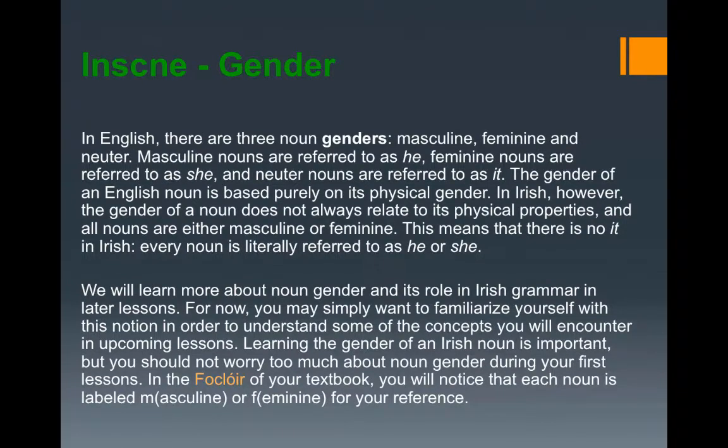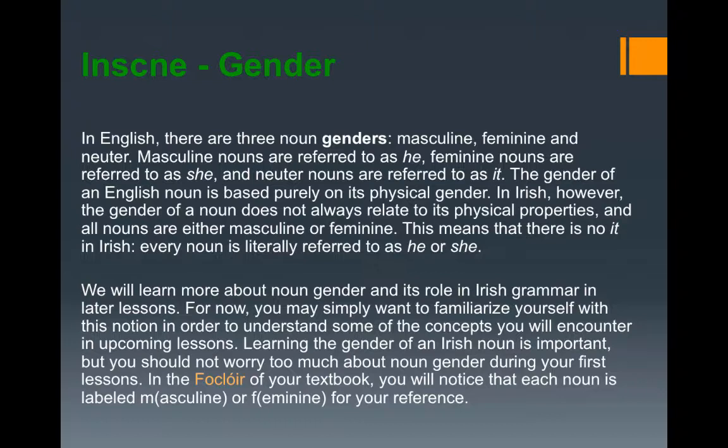In English, there are three noun genders, masculine, feminine, and neutral. Masculine nouns are referred to as he, feminine are referred to as she, and neuter nouns are referred to as it. The gender of an English noun is based purely on its physical gender.